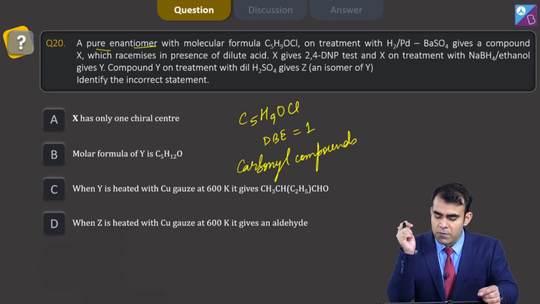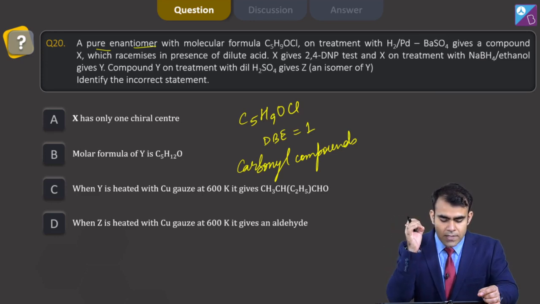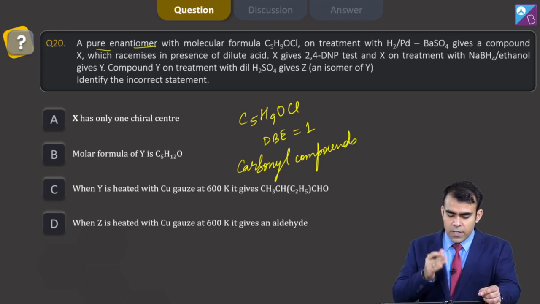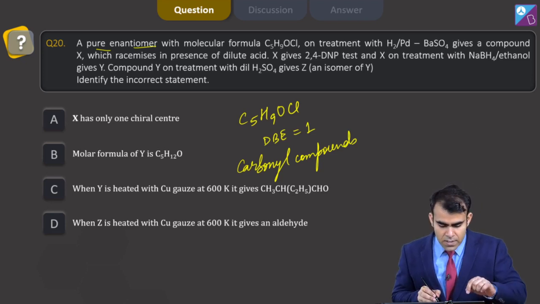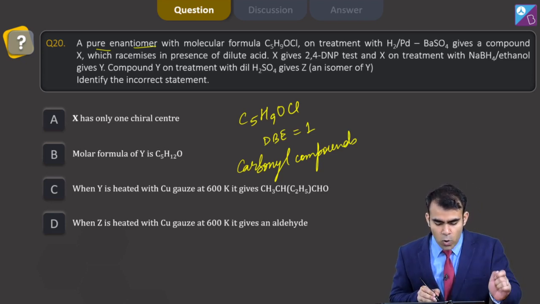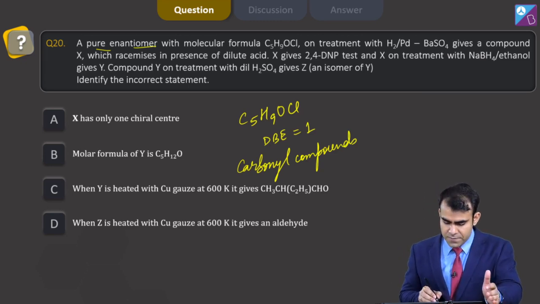And X on treatment with NaBH4 ethanol gives Y. Now NaBH4 ethanol attacks on your aldehyde or ketone or acid halide, and compound Y on treatment with dilute H2SO4 gives Z. So let's talk about each and every compound. So first is we have C5H9OCl, which on treatment with S2PDBSO4 gives X.